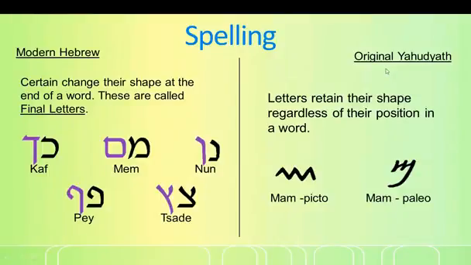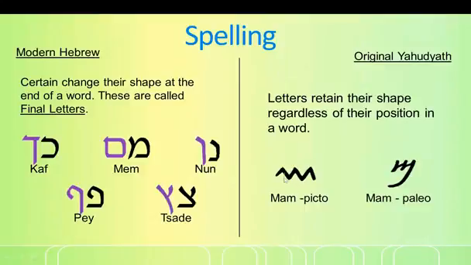Now, on to original Yahudyath. The letters retain their shape regardless of their position in a word. So, the mom, okay, and this is a pictographic mom or mem if you're more comfortable with modern Hebrew.